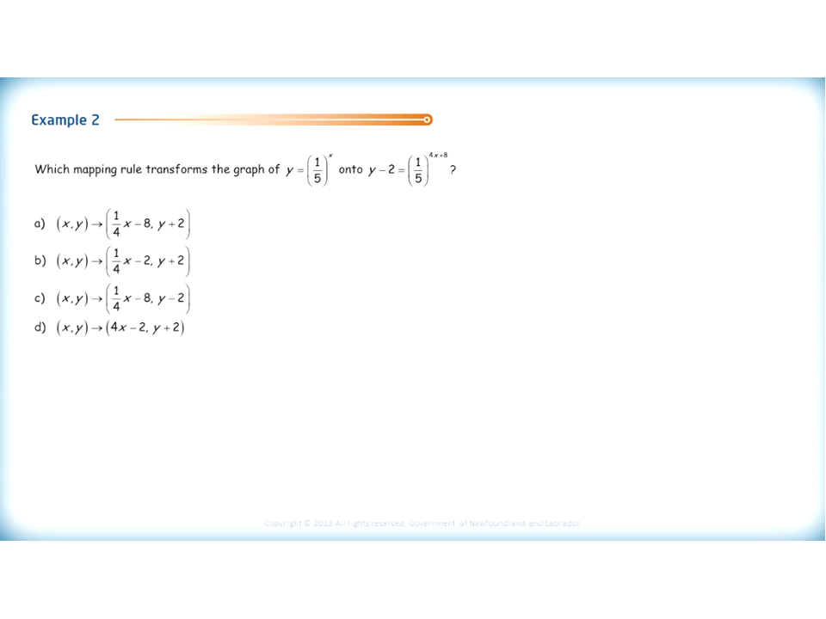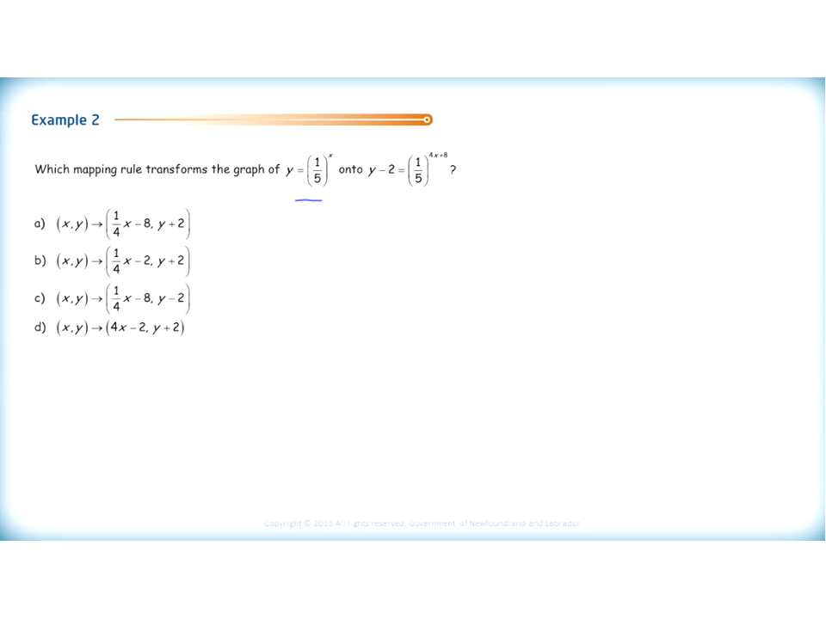Next example: which mapping rule transforms the graph of y equals (1/5)^x onto y subtract 2 equals (1/5)^(4x plus 8)? Now again, the 1/5 has nothing to do with the transformation. The 1/5 is the base of the function. That's all it is. It's a function of the form y equals (1/5) to the power of x, where c is 1/5. It's originally a decay function. That's all it means.